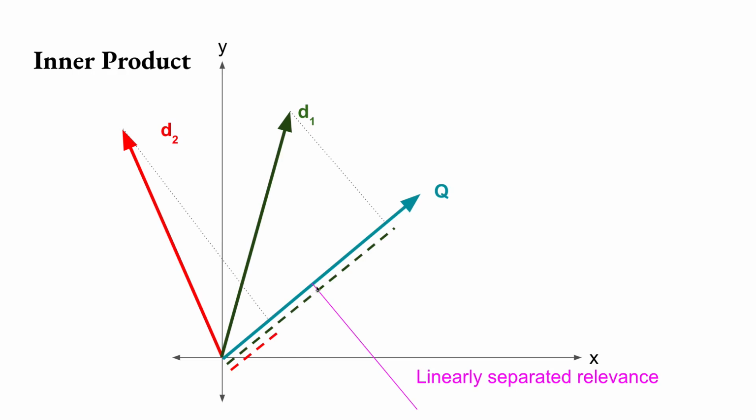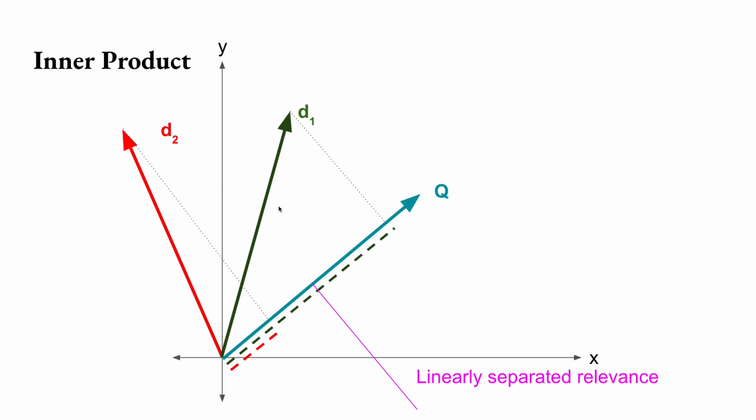So these relevant and irrelevant documents are separated with a line. Right? This line is perpendicular to Q at half of its magnitude. So this is an example of how inner product type operations create linearly separated relevance for our documents.